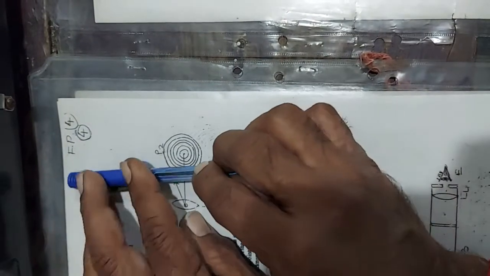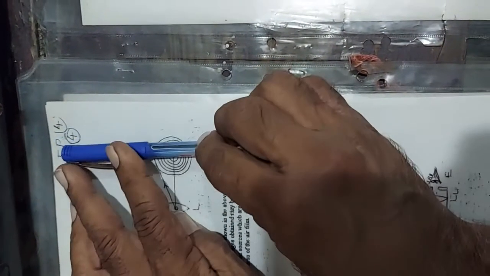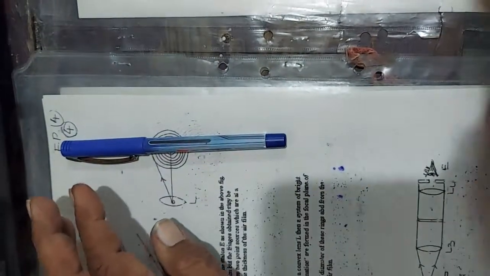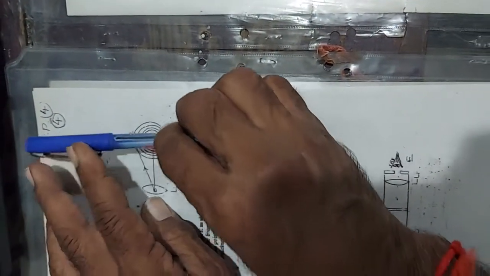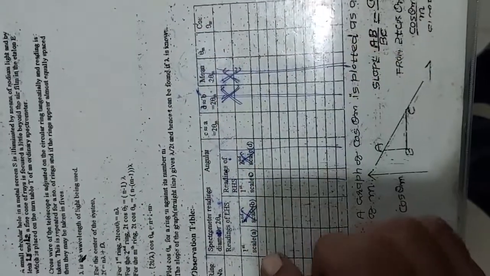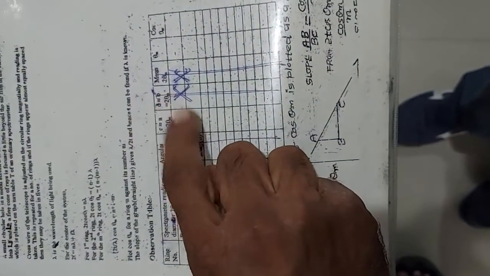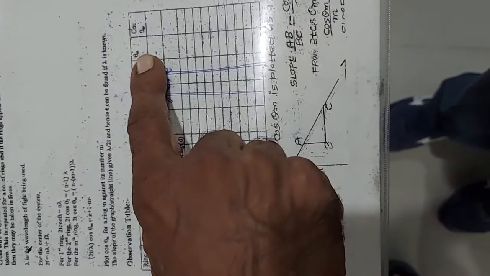And finally, put the crossbar on the left hand side of the first ring, and then on the right hand side of the first ring. The difference of the two readings will give the diameter of the first ring. So you have to measure these diameters, which are called angular diameters. The difference of the left hand side reading and right hand side reading of the ring gives the angular diameter 2 theta m. If you divide this diameter 2 theta m by 2, you will get theta m.